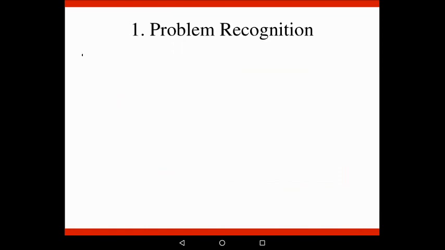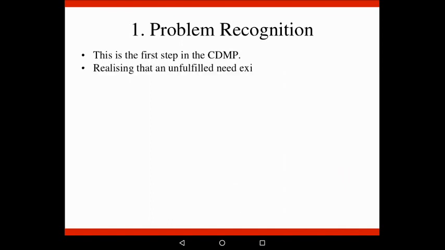Number 1, problem recognition. Okay, so it's the first step of the consumer decision-making process. It's when a consumer realizes that there is an unfulfilled need. There's something that they don't have and they need it.